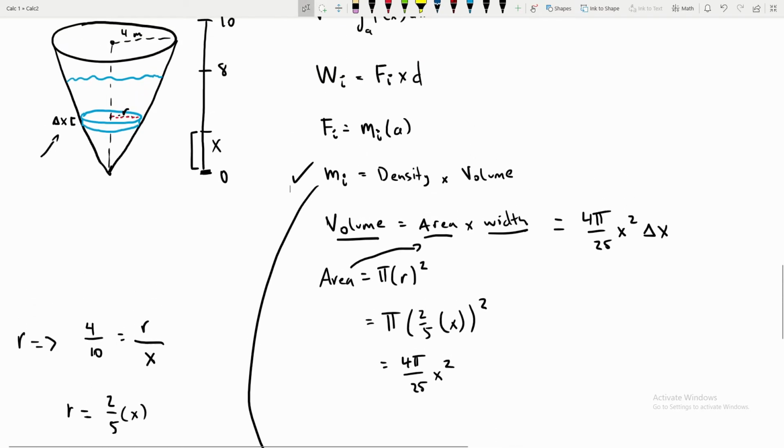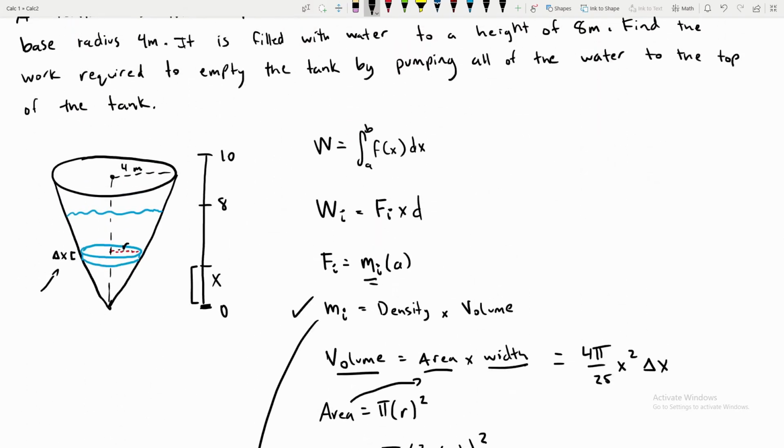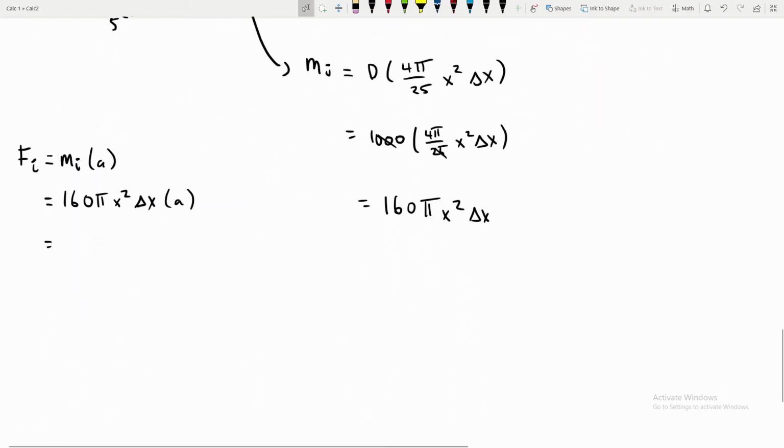So now that we figured out the mass, we can start figuring out what the force is for the ith layer. Let me go ahead and write it over here. We said that the force at i was equal to the mass of the ith layer times the acceleration. So the mass in this case was 160 pi x squared delta x, and we want to multiply this by a. The acceleration acting on this ith layer of water would be gravity. Gravity is 9.8 meters per second squared.